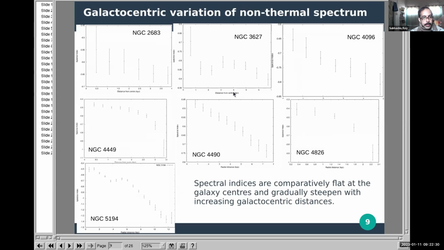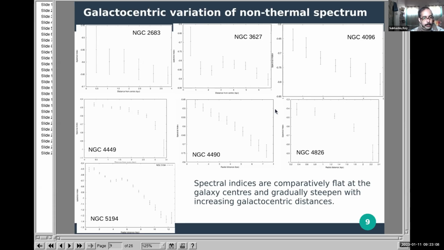So, how is the galaxy-centric variation of the non-thermal spectrum? This is being shown here for the 7 galaxies. As you can see, typically the spectral indices are comparatively flat, about minus 0.5 to minus 0.6. In some cases it can go slightly flatter, but the main thing is that the spectral indices are comparatively flat at the galaxy centers, because more star-forming regions are there, and the cosmic ray electrons are really being produced in these star-forming regions. So spectral steepening due to loss of energy has not really taken place.